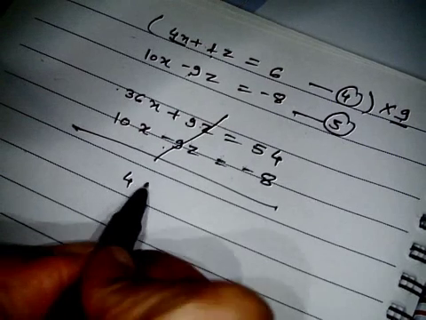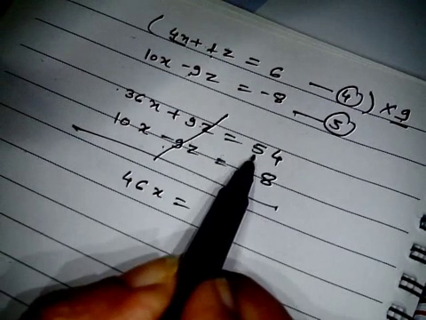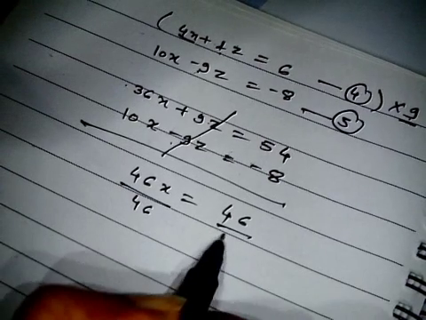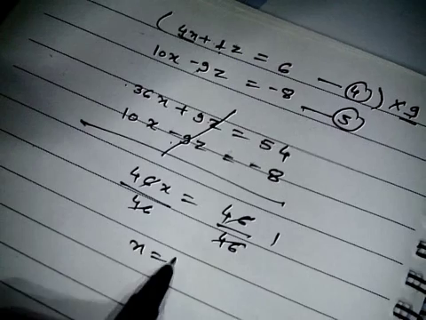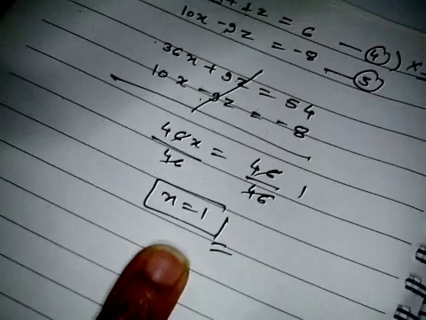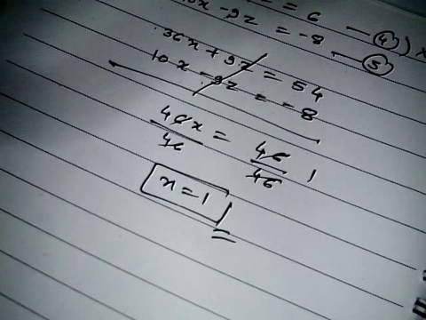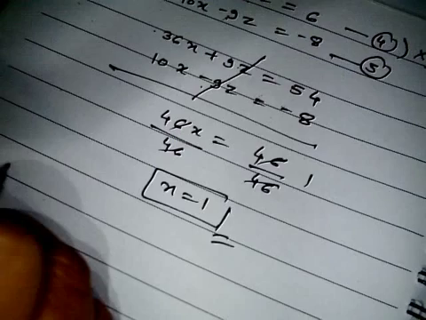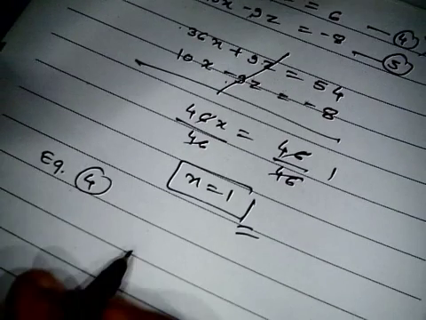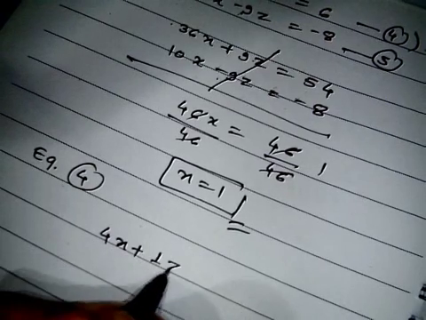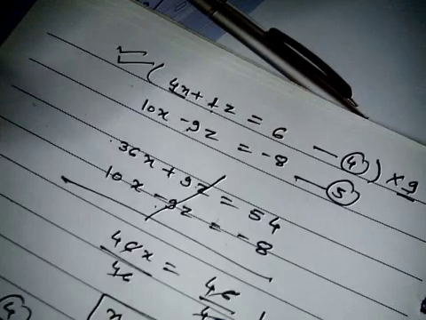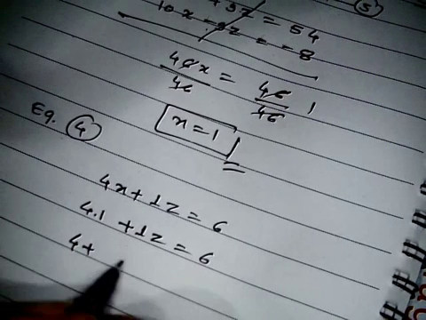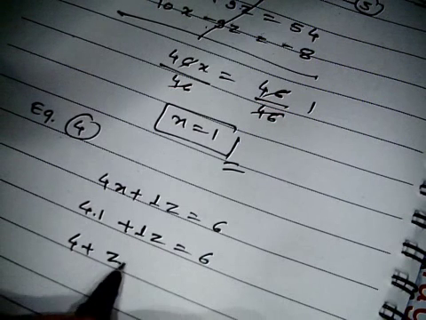To remove this 46, I need to divide both sides by 46, so x equals 1. Now this x value I need to plug into an equation which has two variables, meaning equation 4 or 5. So I am going to take equation 4 to plug in this x value. Equation 4 is 4x plus 1z is equal to 6. Plugging in 1 for x, 4 plus z, either you write 1z or z, that's the same meaning. 6 minus 4, so this 4 cancels out, and z is equal to 2.